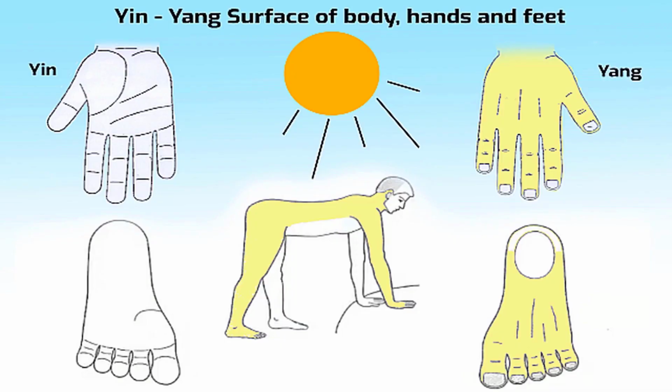So treatment in the main correspondence system has to be done keeping this in mind, that the head is on top. Now our body has 2 sides, the front side and the back side, right? Our hand also has the front side and the back side. The front side is called the yin of the hand and the back side is called the yang of the hand.